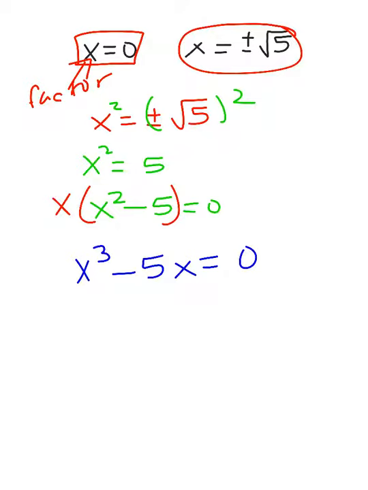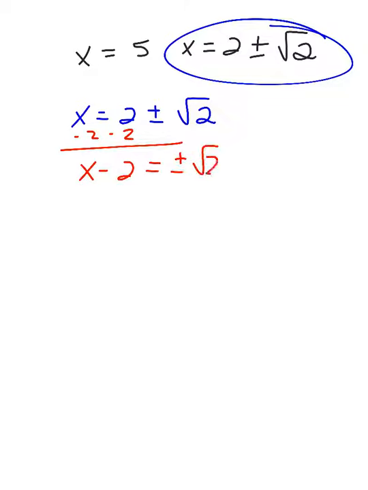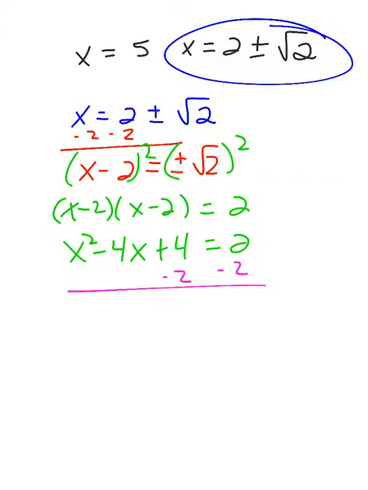Okay, so now let's go on to 3b. All right, so my zeros are x equals 5, and x is equal to 2 plus minus the square root of 2. So I'm going to start with this first. So x equals 2 plus minus the square root of 2. So I'm going to minus 2 from both sides. x minus 2 equals plus minus the square root of 2. To get rid of the square root, we square both sides. So I have x minus 2 times x minus 2 equals 2. So it's x squared minus 4x plus 4 equals 2, minus 2. So I get x squared minus 4x plus 2 equals 0.